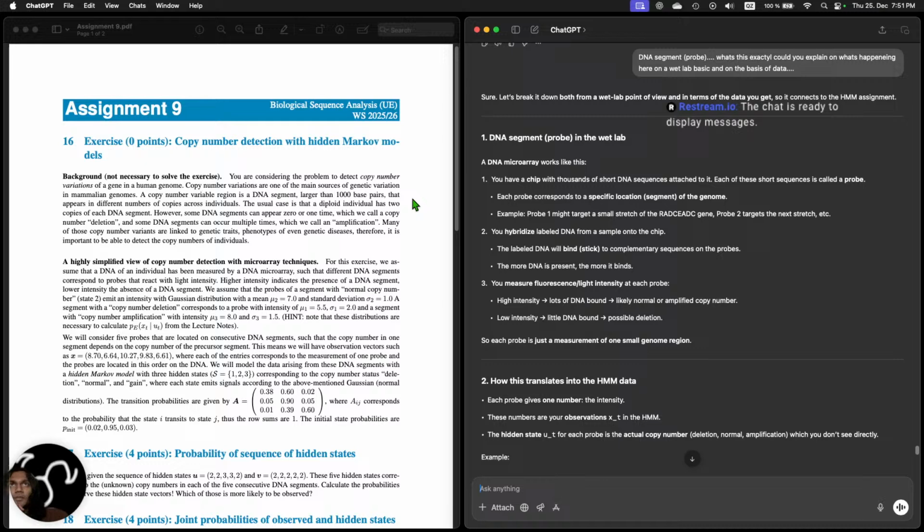DNA microarray works like this. You have a chip of thousands of short DNA sequences attached to it.